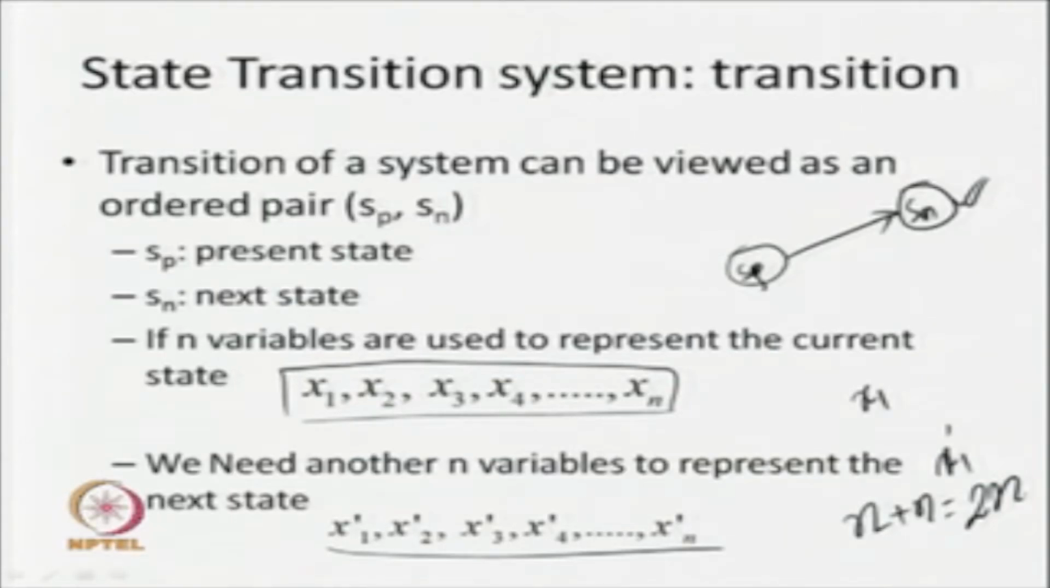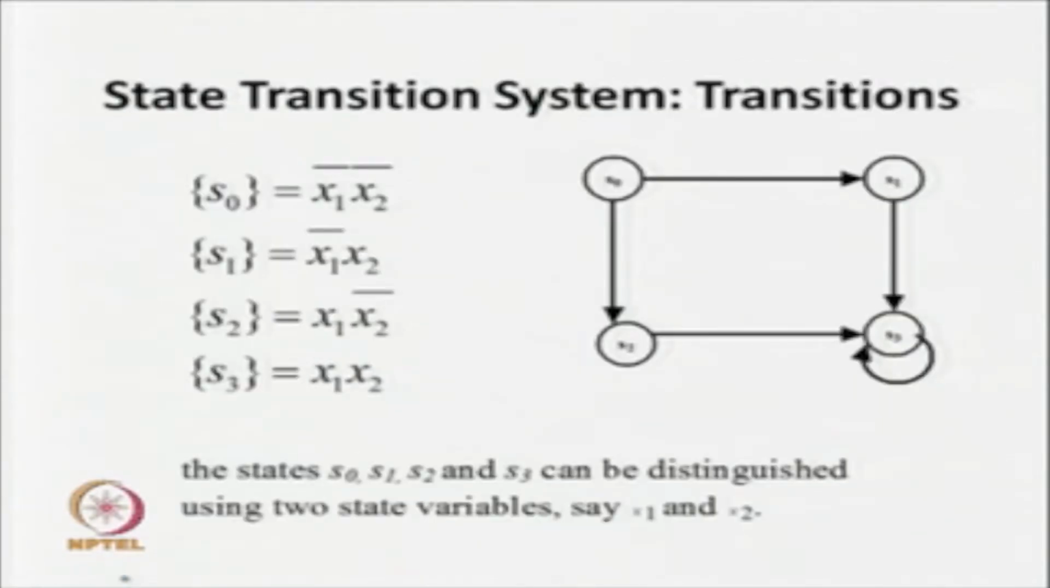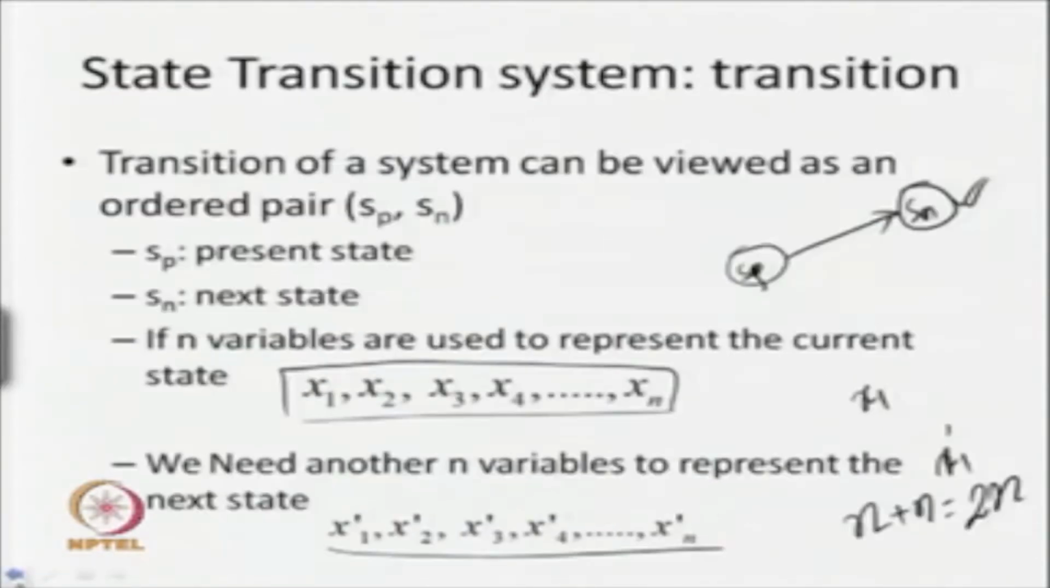So, if we have x1, x2, x3, up to xn as the present state variables, then their prime versions will be used to represent the next state. The combination of these variables is going to represent a particular transition. Now, we are going to see this representation with the help of our earlier example.